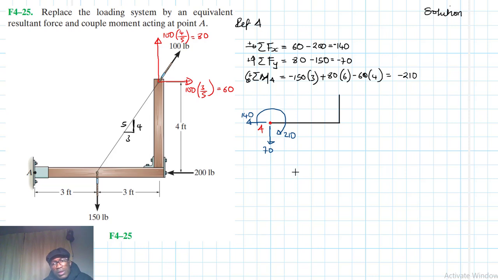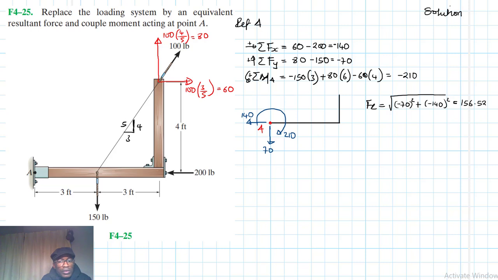But we can simplify this further by working out 140 and 70 using Pythagoras, so that the resultant force is equal to the root of minus 70 squared plus minus 140 squared. So if we work this out, we have 156.52.